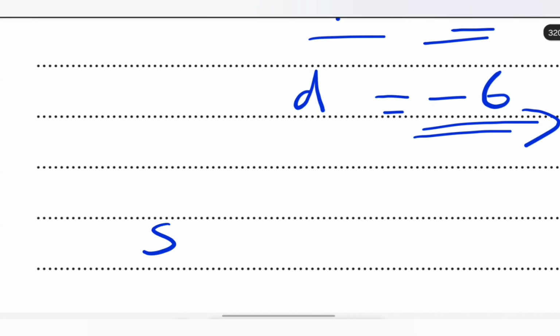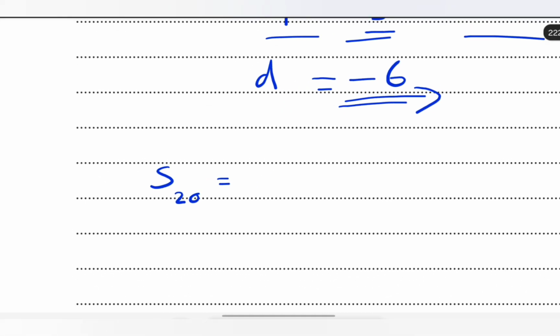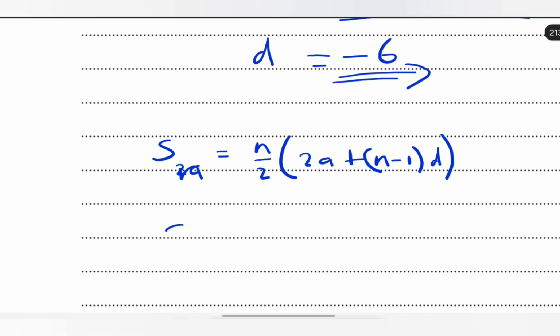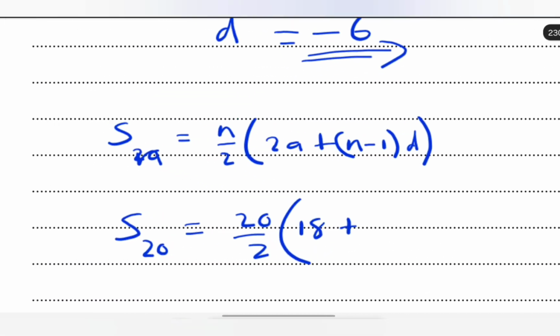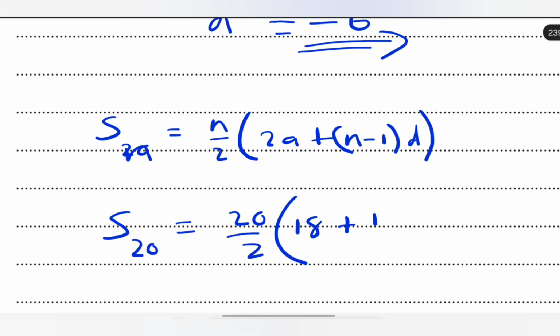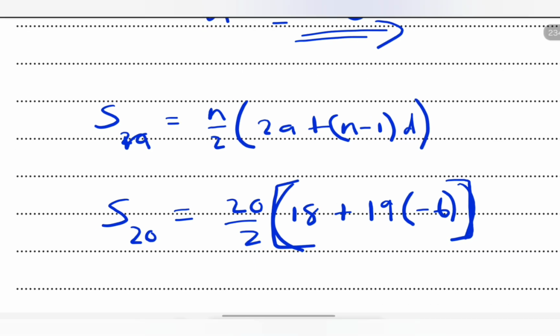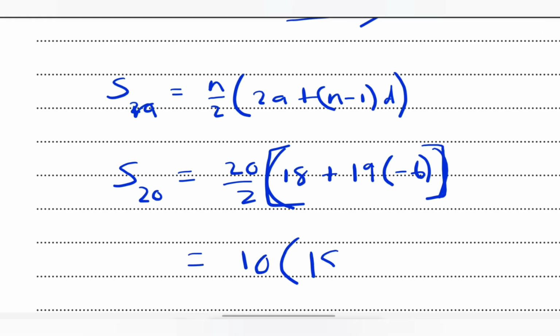Now for the sum of the first 20 terms, we get the formula. It states that Sn is n over 2, then 2a plus n minus 1 times d. So since we know that it's the sum of 20, just going to say 20 over 2, then 2a, which is our 18, plus n, that's 20, minus 1, that's 19. So it's 19, and our difference is minus 6, like this. So this is 10 times 18, then 19 times 6, we get minus 114.